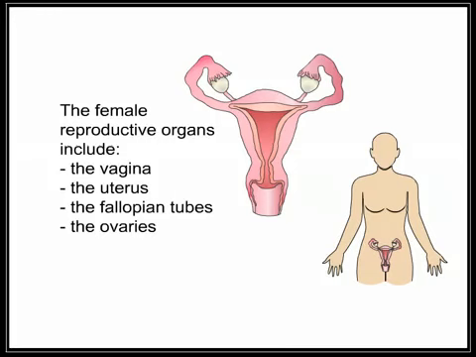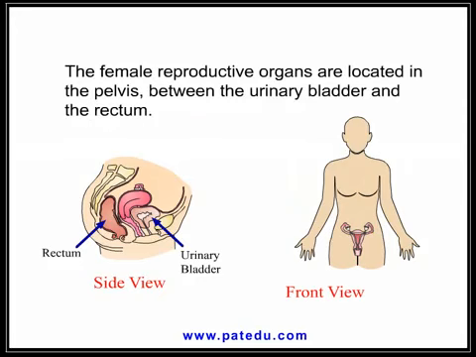The female reproductive organs include the vagina, the uterus, the fallopian tubes, the ovaries. The female reproductive organs are located in the pelvis between the urinary bladder and the rectum.